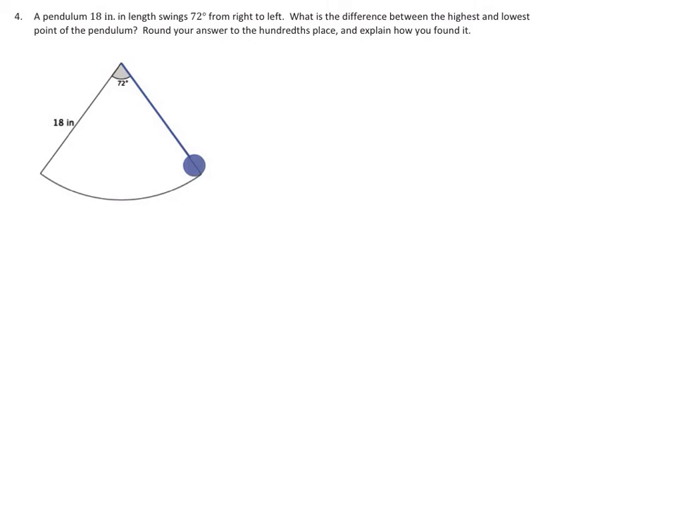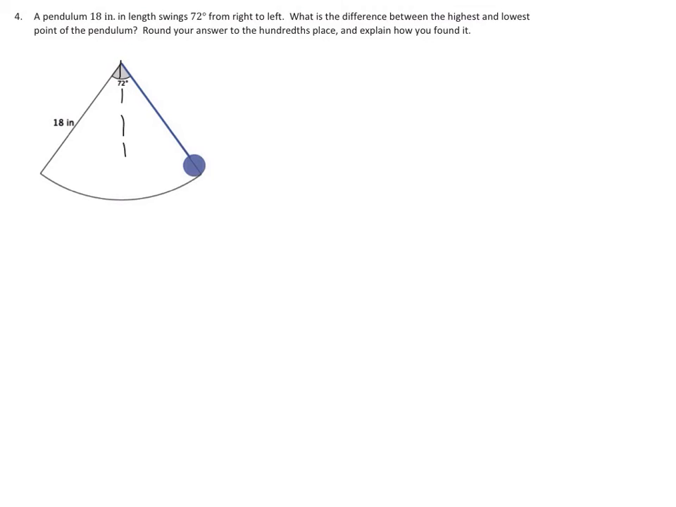Alright, there's a pendulum problem in your problem set, so if you'd like to get a clue on that one, go ahead and work through this example. A pendulum, 18 inches in length, swings 72 degrees from right to left. What is the difference between the highest and lowest point of the pendulum? Let's draw some lines here.